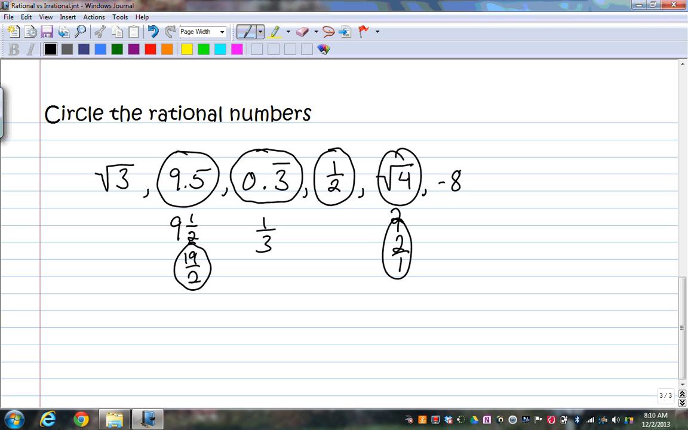And then -8. Don't get confused because of the negative. This is rational because that could be -8/1. Okay?